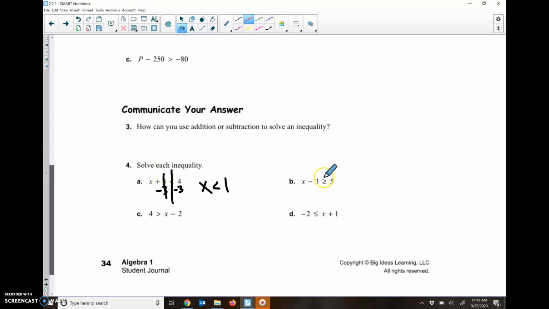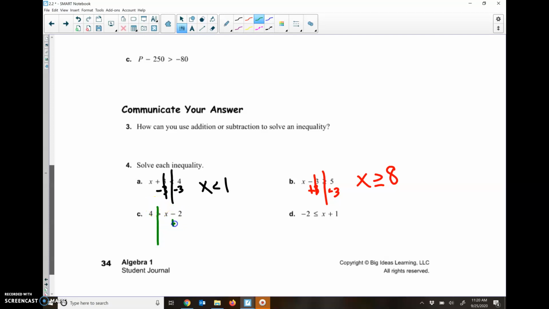Same thing with b over here. I'm going to add 3 to each side. Negative 3 plus 3 is 0. 5 plus 3 is 8. So I need a number greater than or equal to 8. Let's pick a number like 10. 10 minus 3 is 7. 7 is greater than or equal to 5, so we know it works. Here, what they did is flip around where the x is, and we'll talk about that in a second when we're done, but that's kind of important.